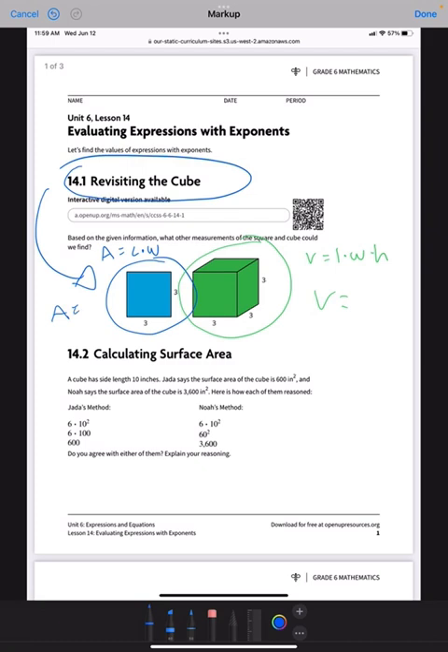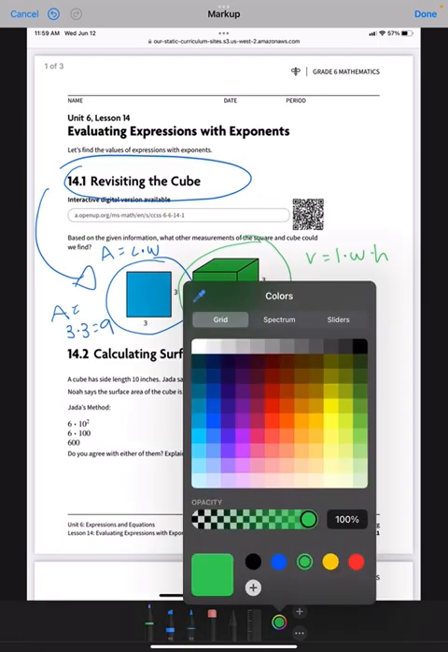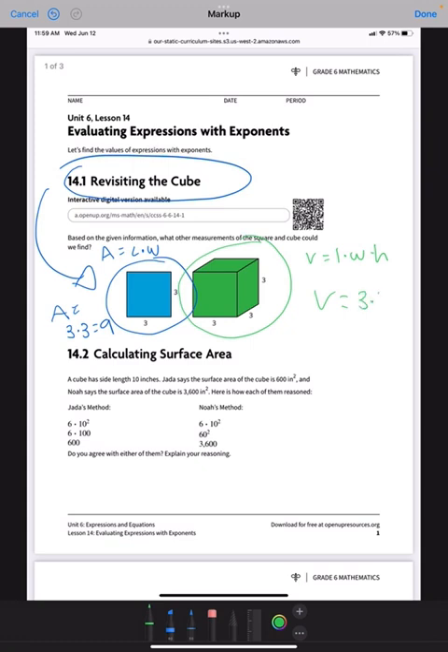All right, your area should be length times width. 3 times 3 is 9. And your volume is 3 times 3 times 3. So we get 9, and 9 times 3 is 27. Okay? That is what you should have got for your do now. Now, we're going to move down to the second part of this activity. After your do now, you are going to move to activity 1, calculating the surface area.